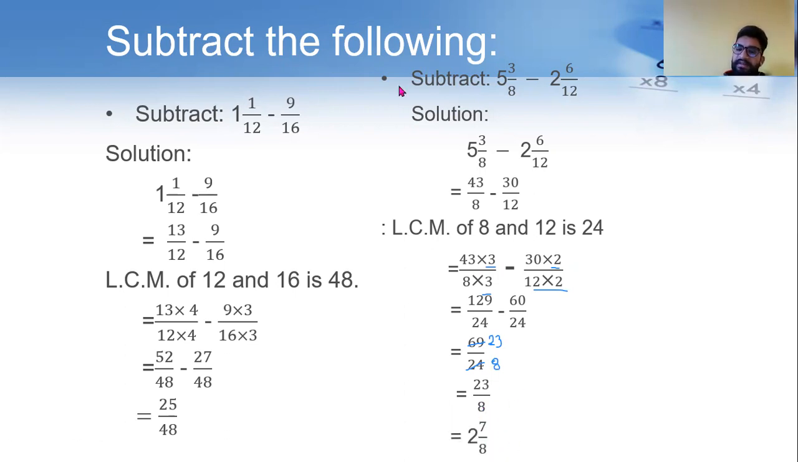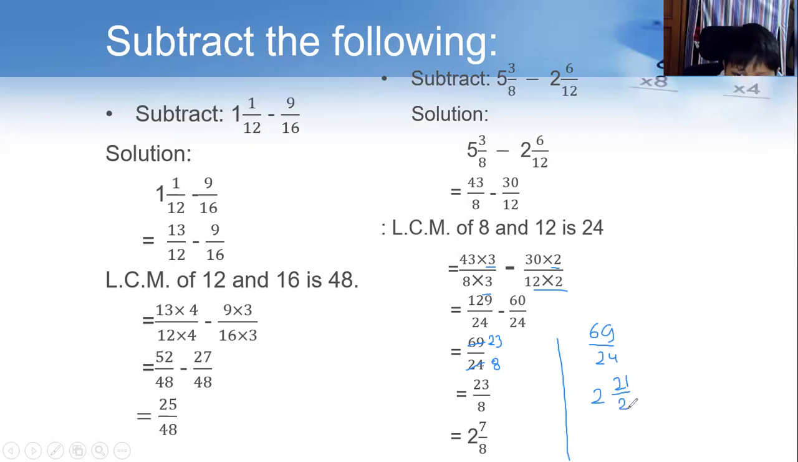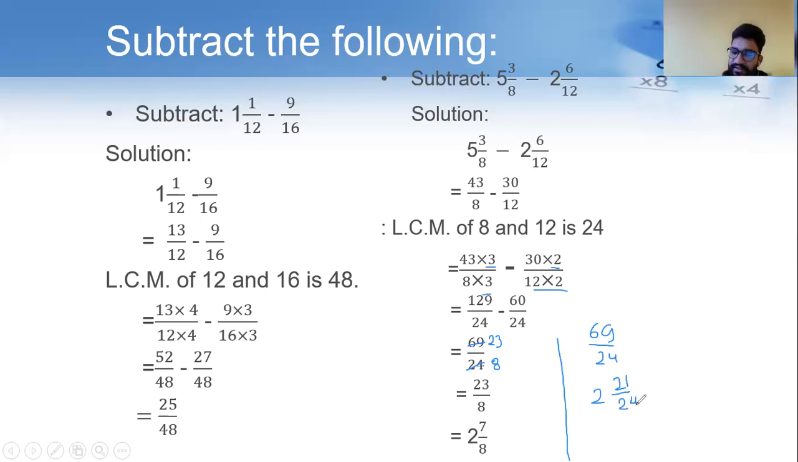Here there are two options for you. First divide it and convert it into a mixed fraction. 69 by 24 is there, so we have divided and got the answer 2 whole 21 by 24, right? Up to here there is no confusion. If you divide 69 by 24, you will get this as a mixed fraction. Now if it is possible, we have to reduce it.